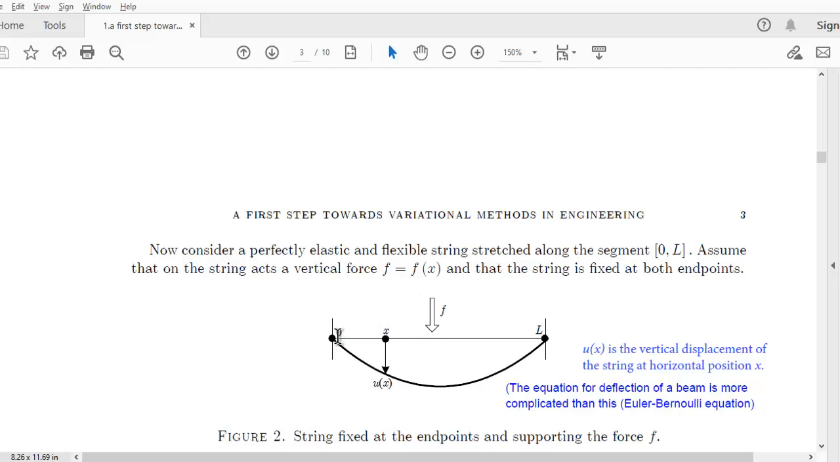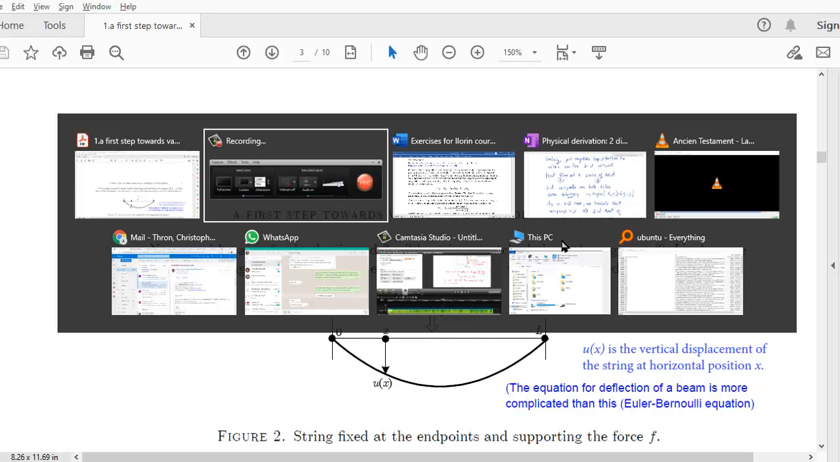You have an elastic string which, if there is no force on it, will be at rest from 0 to L. So the 0 position is here, horizontal, and u of x is the displacement from the horizontal position. All right? So let's go and see what we can do with this equation.